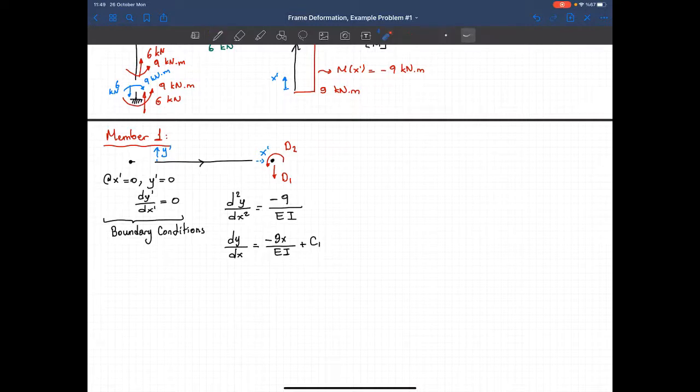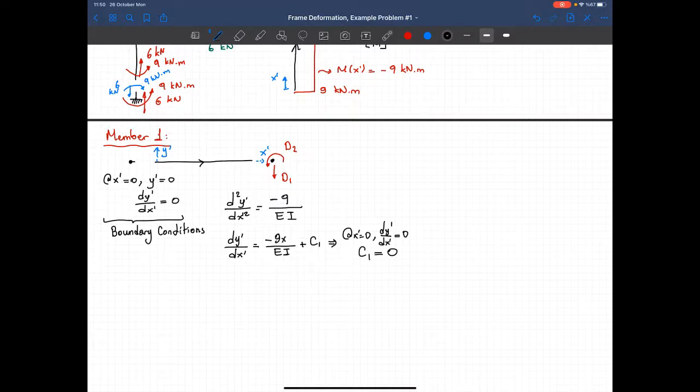So in order to determine the value of C1, I can use the following boundary condition. At x is equal to 0, dy over dx is equal to 0. So from that, at x is equal to 0, I forgot to put primes here, we should have all primes. dy prime over dx prime is equal to 0. This tells me that C1 should be equal to 0.